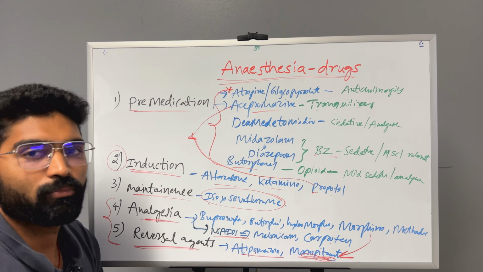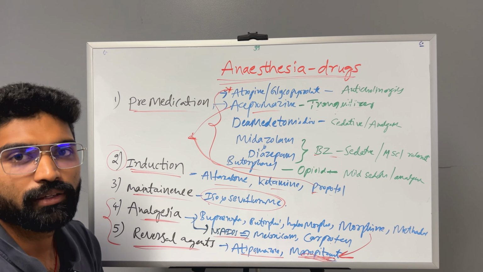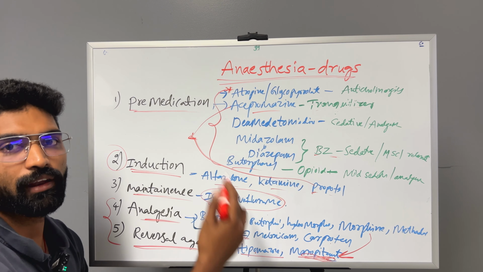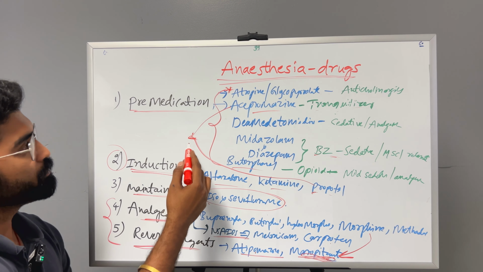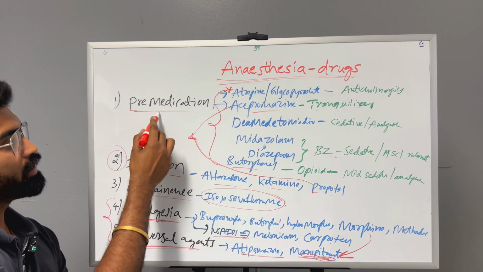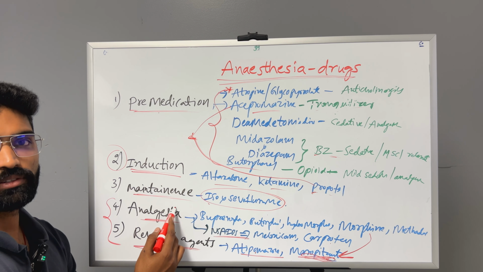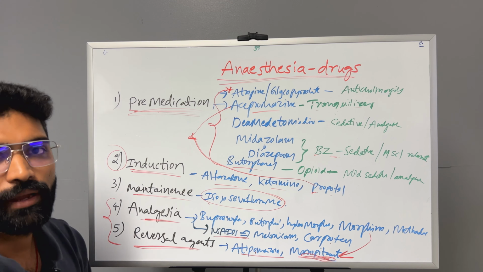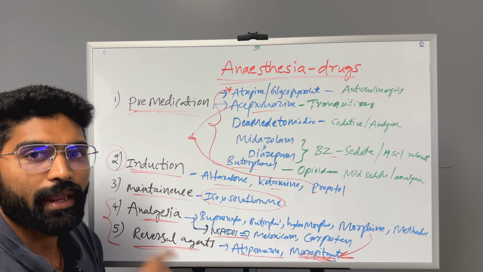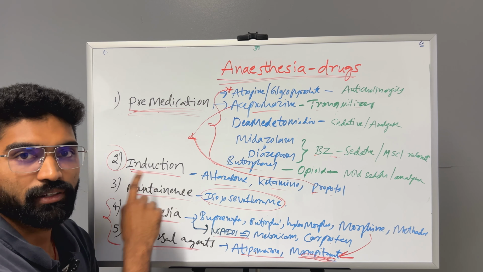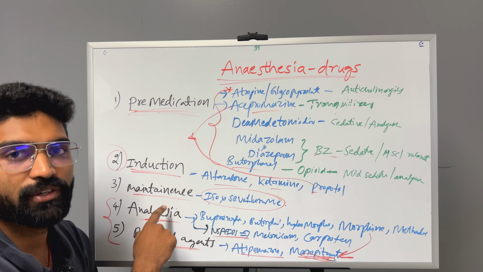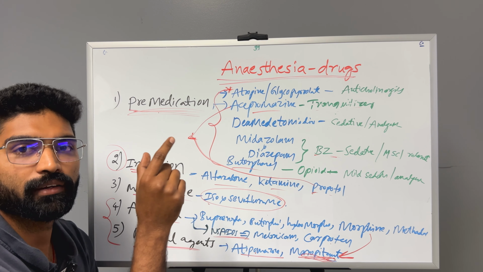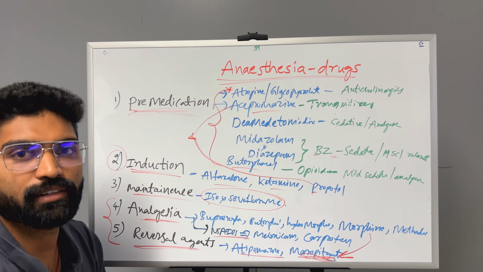The anesthesia is divided into three parts because we cannot induce the anesthesia directly. So we have to go step by step. That's why we use different kinds of drugs at different levels. Broadly, they are categorized into pre-medication, induction, and maintenance. The main reason we use pre-medication is to calm the animal before giving the induction, without any anxiety or stress.